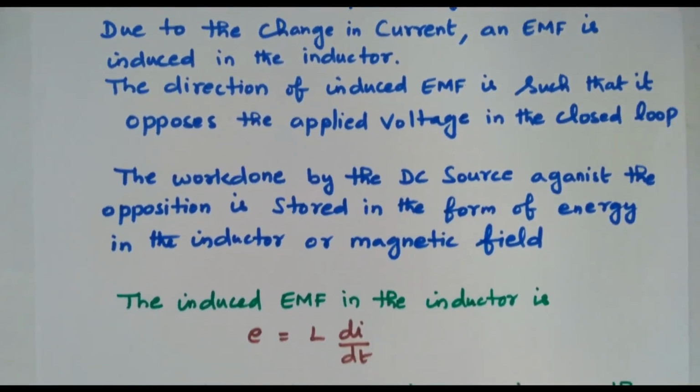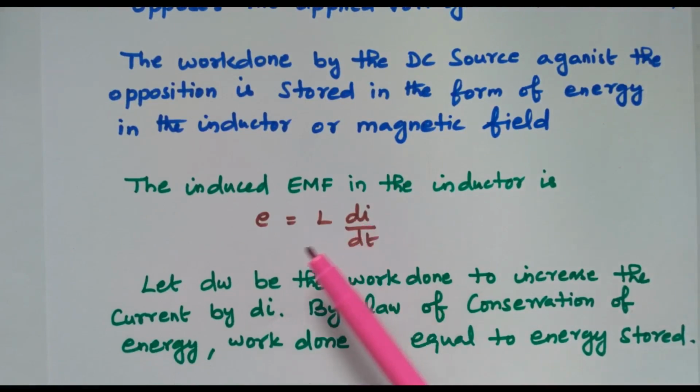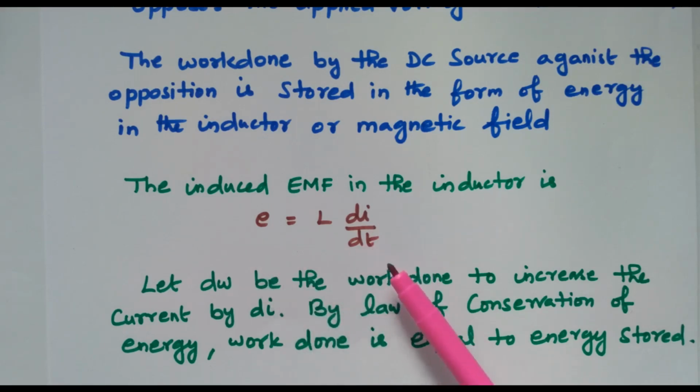Right? So the induced EMF in the inductor is nothing but E equal to L di by dt. It's a normal general formula. E equal to L di by dt. Now dW is the work done to increase the current by I. What is the work done? Increasing the current from 0 to I, that is the current di. So by law of conservation of energy, work done is equal to the energy stored. This work done is nothing but energy stored.